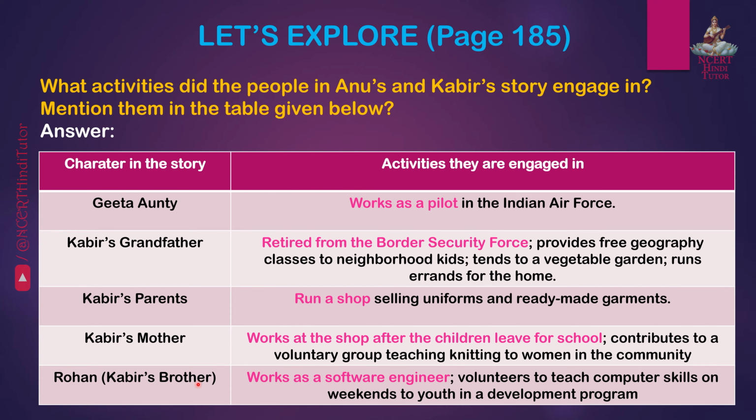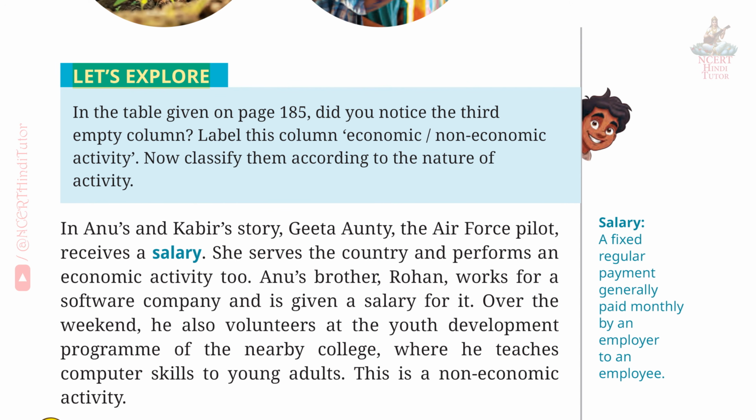Fifth, Rohan, Kabir's brother, works as a software engineer, volunteers to teach computer skills on weekends to youth in a development program. Let's explore page 187. In the table given on page 185, did you notice the third empty column? Label this column economic, non-economic activity. Now classify them according to the nature of activity.